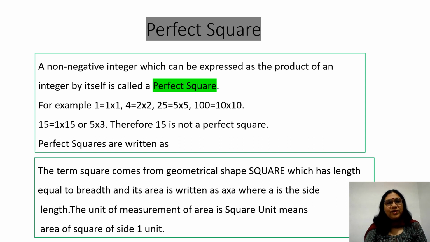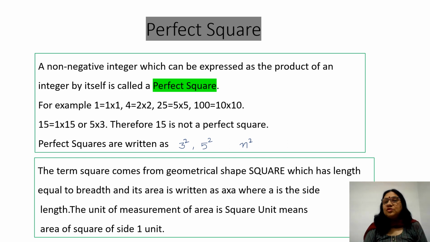So perfect squares can be written as 3 square, or I can write it as 5 square. So instead of writing 5 times 5, we write 5 and in exponent form 2. Or in general, these are written as n square.